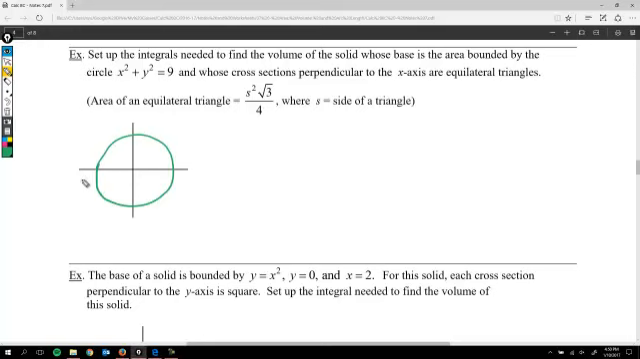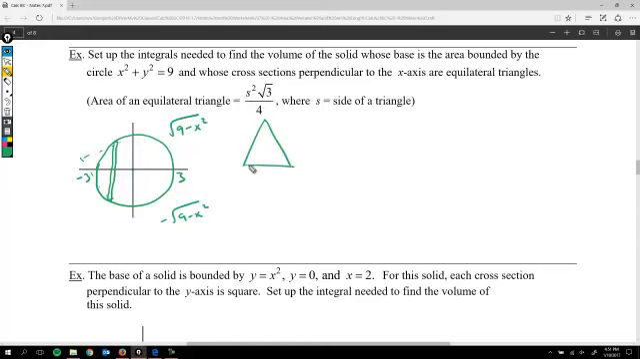Okay, so I have a circle from negative 3 to 3, and I know that the top part of my circle is the square root of 9 minus x squared. The bottom of my circle is negative the square root of 9 minus x squared. Okay, and what I'm doing is taking these cross sections right here, and I'm popping an equilateral triangle out of it. Okay, if you can imagine that.